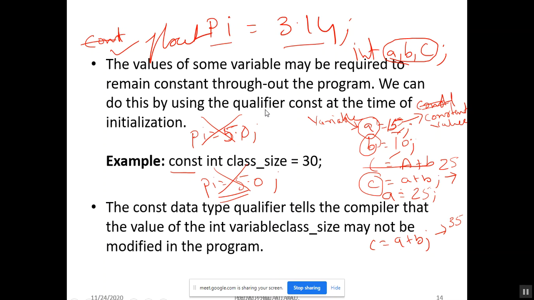We can do this by using the qualifier constant at the time of initialization. How can I do it? I can do it when I initialize. So when I write integer a, b, c, the next line will be const float pi equal to 3.14.